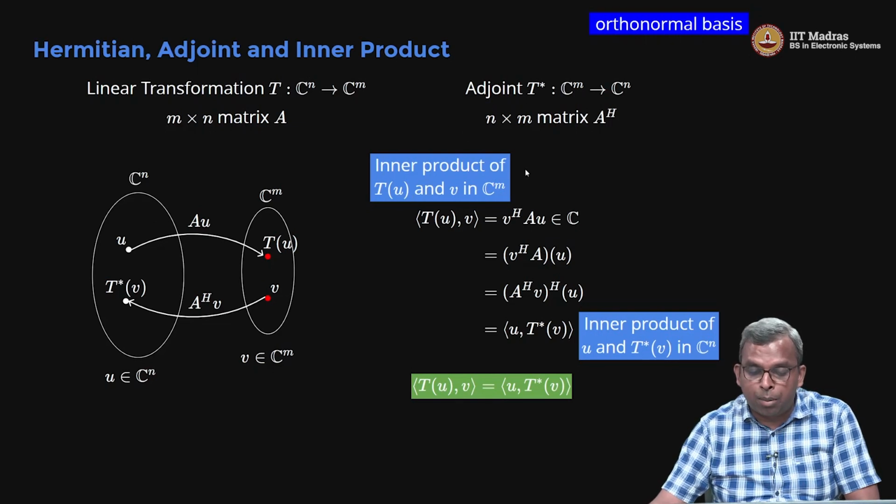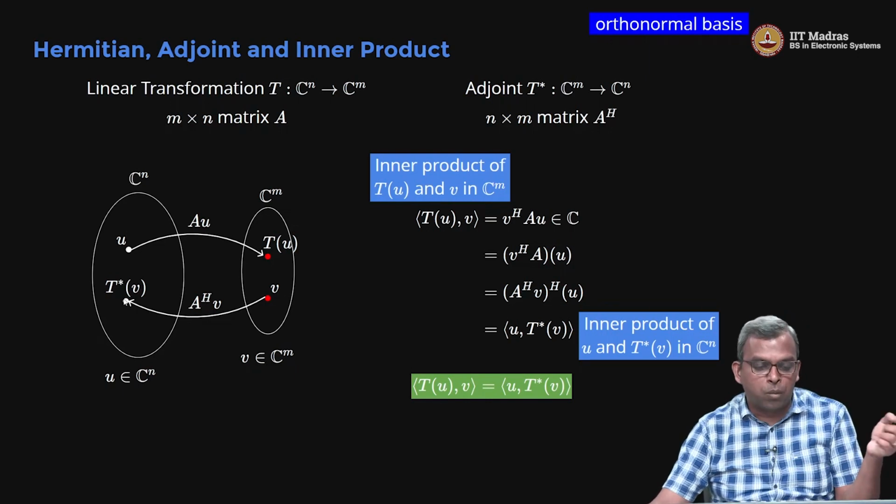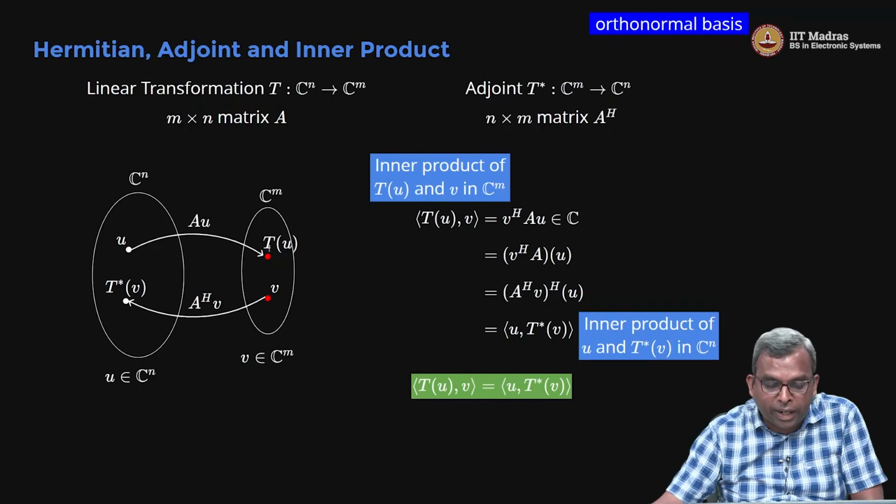If you look at the inner product of T of u and v in Cm, notice what is going on here. Ultimately it turns out, the inner product of T of u and v in Cm is the same as the inner product of u and T star of v in Cn. Okay. So, notice how this is working out. I have two vectors here in Cm, T of u and v. I can take an inner product here, and I have two vectors here, u and T star of v. I can take an inner product here.